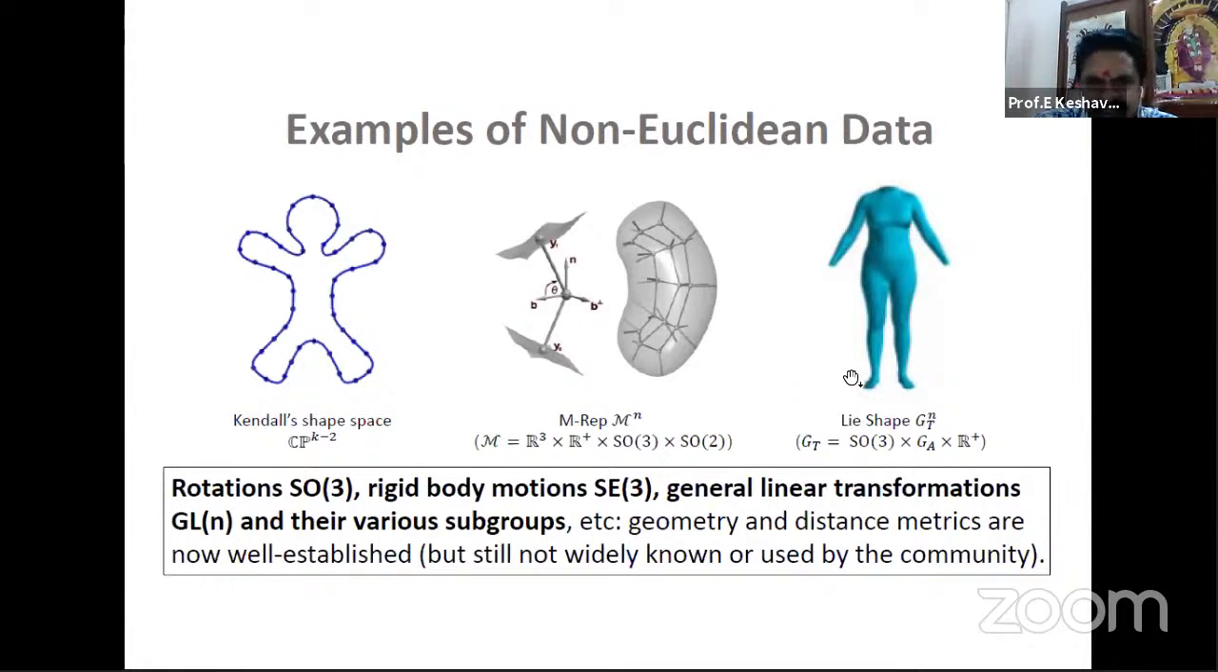When we say this, you are good. So SO means rotations. Rigid body motions is SE. SO is rotations. Rigid body motion is SE. General linear transformation.